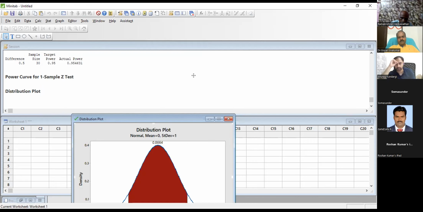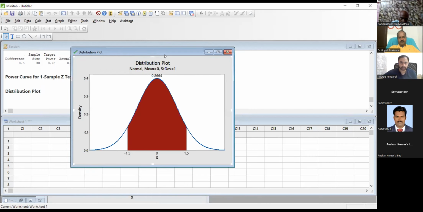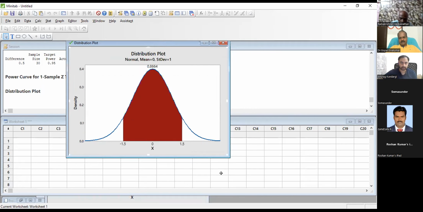Now what is the shaded area? 0.86. So what is the area outside the shaded area, that is outside plus or minus 1.5 standard deviation? Close to 14%. 14% is the level of significance. This 86% is the confidence level. Now you go to your question.